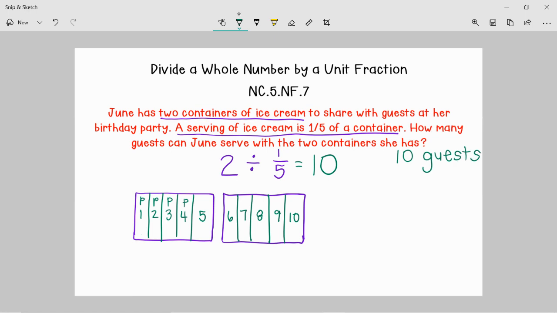Another way that we could show that is we could use a number line. Some students may prefer to do this. So we know that we have 2 containers of ice cream, so we'll show from 0 to 2 wholes. We'll also show 1 whole. And this is very similar. We know we want to figure out how many fifths there are in 2 wholes, because 1/5 of a container is a serving. So I will split each of these wholes into 5 parts, or into fifths.